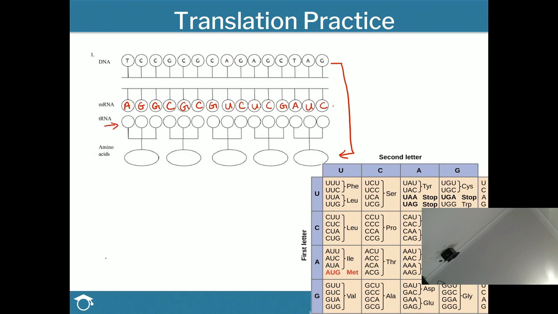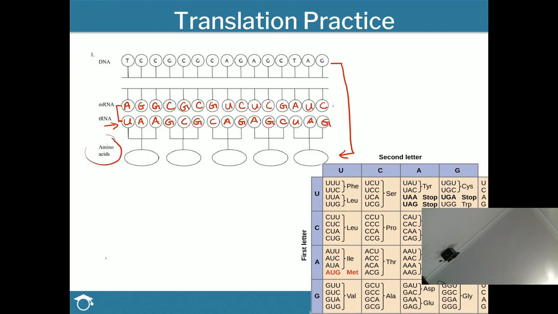The anticodon for the tRNA is the opposite of the mRNA strand for each codon. So that becomes U, A, G, C, G, C, A, G, A, G, C, U, A, G.